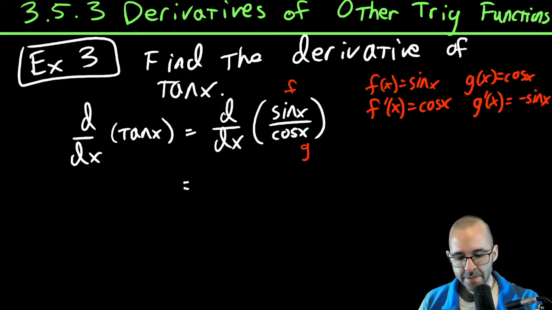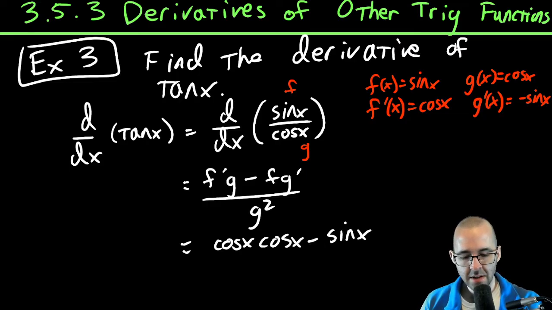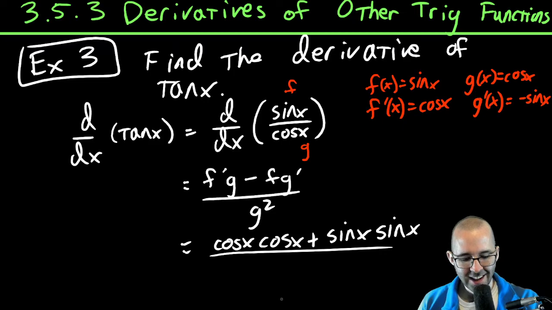All right, let's use the quotient rule. That's low d high minus high d low. Square the bottom and away we go. And don't screw up your negative sign, Jason. f prime is cosine times g, which is cosine, minus f, which is sine, times g prime, which is negative sine. I'm going to just flip this to a positive. Ooh, this is nice, Jason. And now g squared is cosine squared.